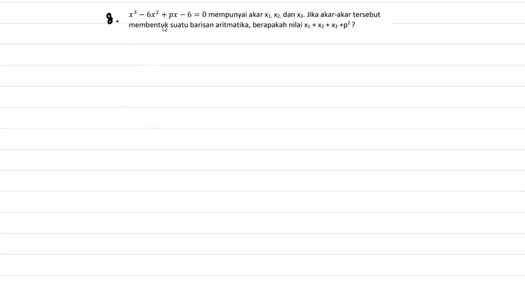Next, we will try to solve number 8. We have the cubic equation x cubed minus 6x squared plus px minus 6, and it also has roots in an arithmetic series. We need to find x1 plus x2 plus x3 plus p squared. So, the first formula, the sum of the roots is minus b per a, and here we also obtain that the sum of the roots is 6.